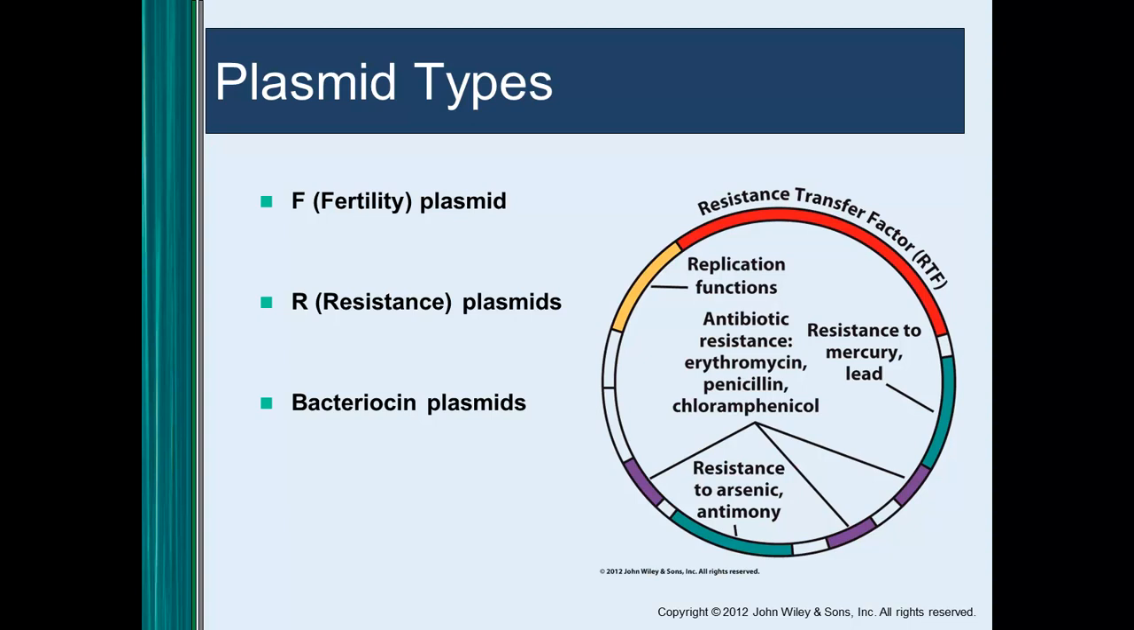Now, moving on to plasmid types, let's discuss the fertility plasmid, resistance plasmids, and bacteriocin plasmids. F plasmids, or fertility factors, direct the synthesis of proteins that self-assemble into conjugation pili. Resistance plasmids, or R plasmids, carry genes that provide resistance to various antibiotics such as chloramphenicol and tetracycline, and to heavy metals like arsenic and mercury.